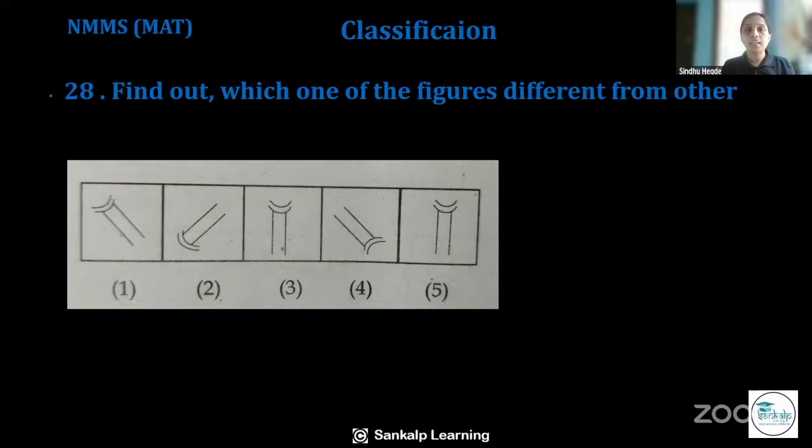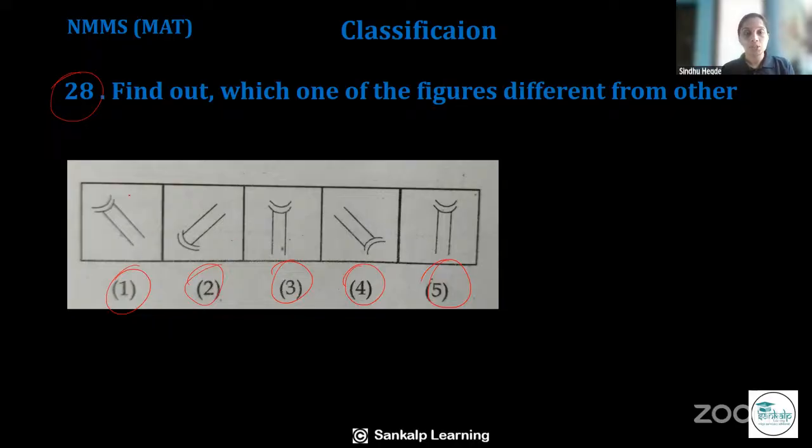Let us see question number 28 of NMMS Math Concept Classification Non-Verbal. Question number 28: find out which one of the figures is different from the others. These all are the figures, image or figure 1, 2, 3, 4 and 5. All the images contain two parallel lines, and those parallel lines at the top or bottom are covered with a curved cap. Two curved caps. Look here. We have to find out the difference on the basis of this.